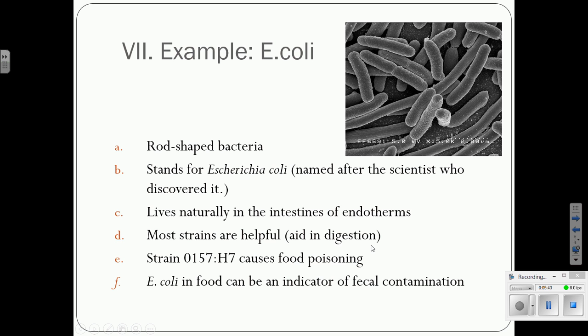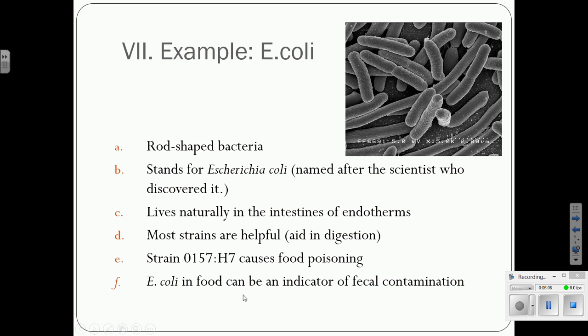You find E. coli naturally in the intestines of all endotherms, so those are animals that can regulate their heat internally, and we actually need E. coli to help with a little bit of digestion, so breaking down some of those heavier like plant material type things. However, there is one strain of E. coli that does cause food poisoning, and so oftentimes you'll hear of an E. coli outbreak on the news.